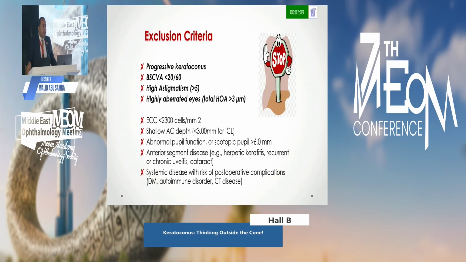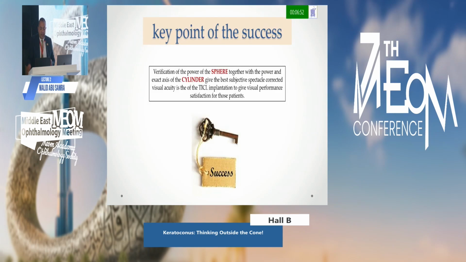And the exclusion criteria, apart from the normal exclusion criteria of keratoconus: if it is a progressive keratoconus, best corrected visual acuity less than 20/60, high astigmatism or highly aberrated eyes, of course it is not a suitable case for ICL. The key point of success is verification of the power, together with the exact axis of the cylinder in this case.